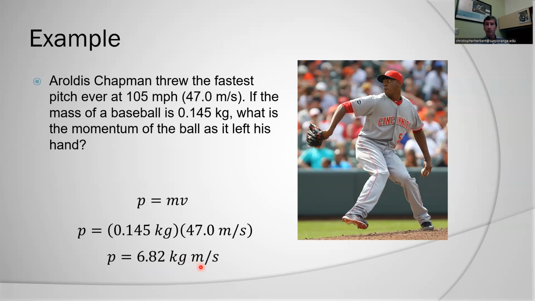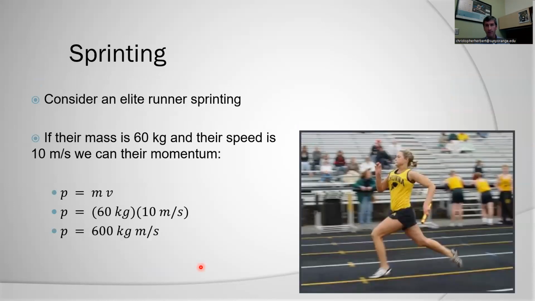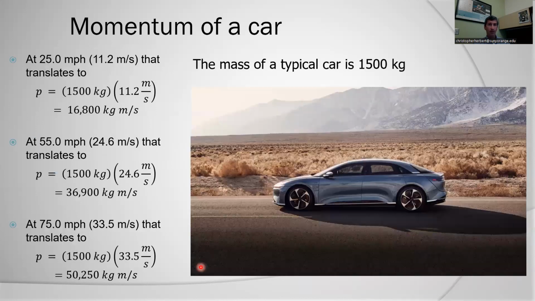However, as we look at more massive objects traveling at different velocities, we see that the momentum can become more significant. For instance, a person sprinting at a world-class speed, 10 meters per second. Let's say that they're 60 kilograms sprinting at 10 meters per second. There, the momentum again is just the product of the two. So our magnitude for the momentum would be 600 kilograms meters per second.